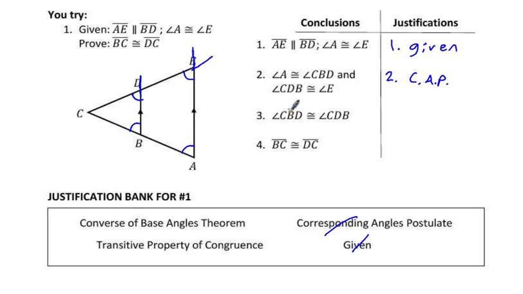Now, angle CBD is congruent to angle CDB. That we already have drawn on the picture, so we know that to now list, and that would be through the transitive property of congruence.